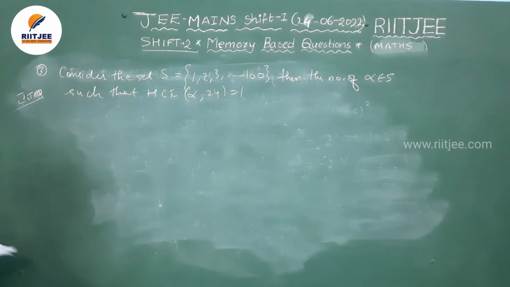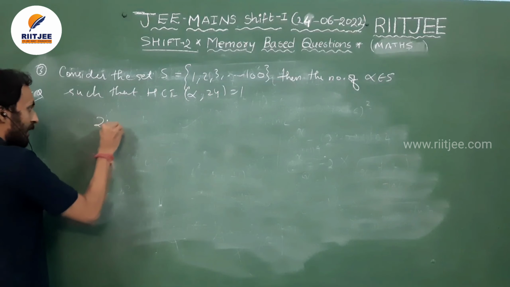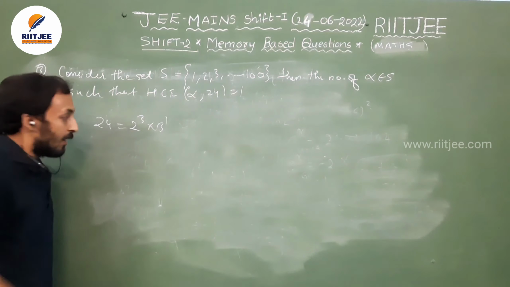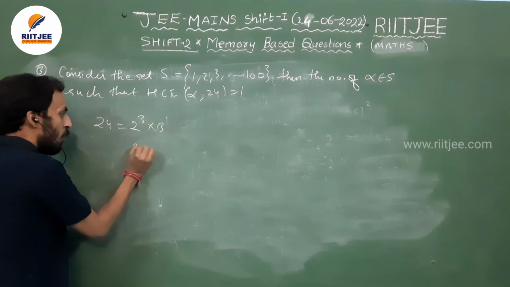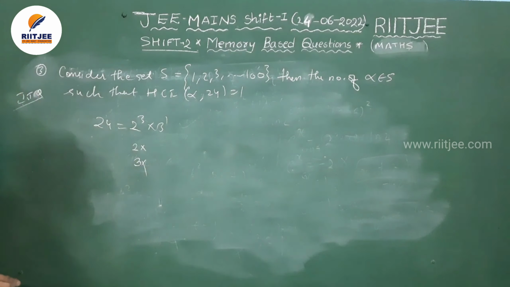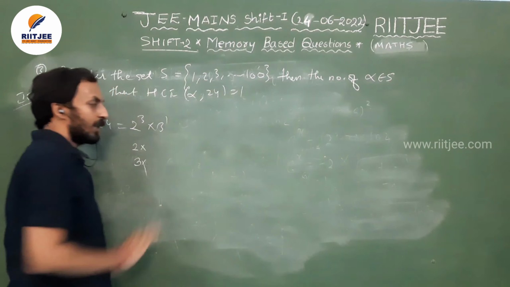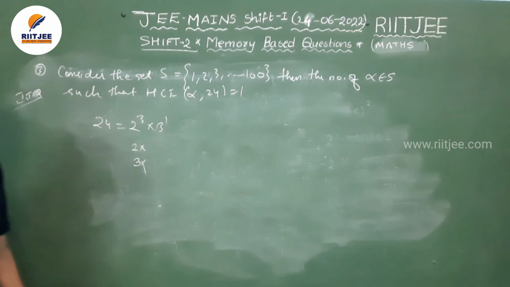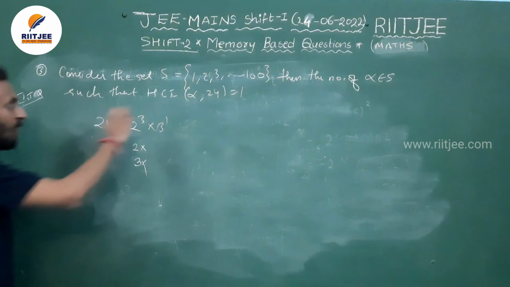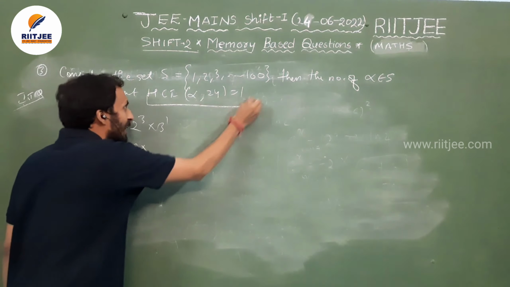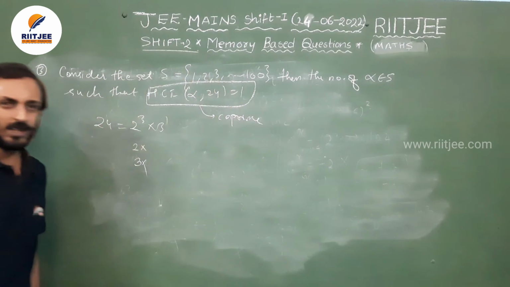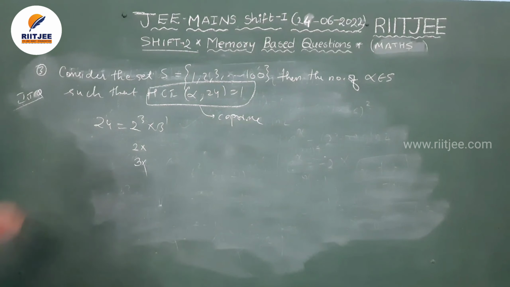So first of all let me factorize 24 over here. 24 is nothing but 2 to the power 3 into 3 to the power 1. And when the HCF is 1, I don't need any power of 2, I don't need any power of 3. That means if I delete all the numbers from 100 which are divisible either by 2 or by 3 or by both, I will get the correct answer. That means this is what it is asking: which numbers are co-prime to 24. It is a 9th class question, not from JEE, but a very simple one.